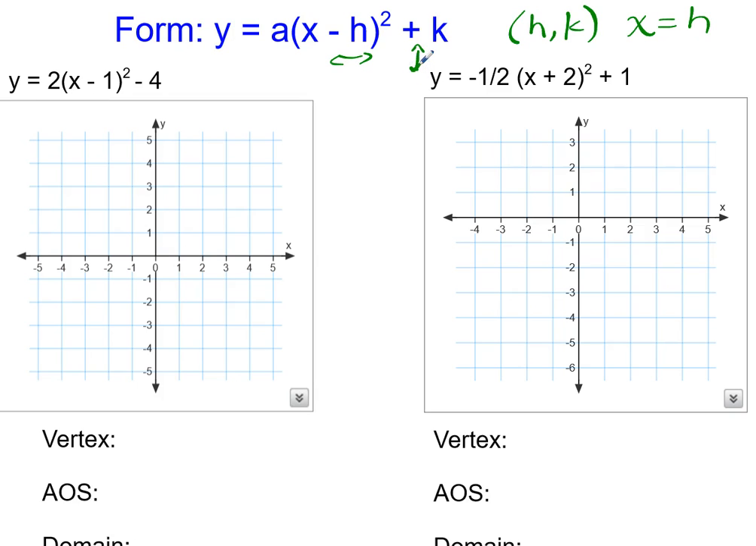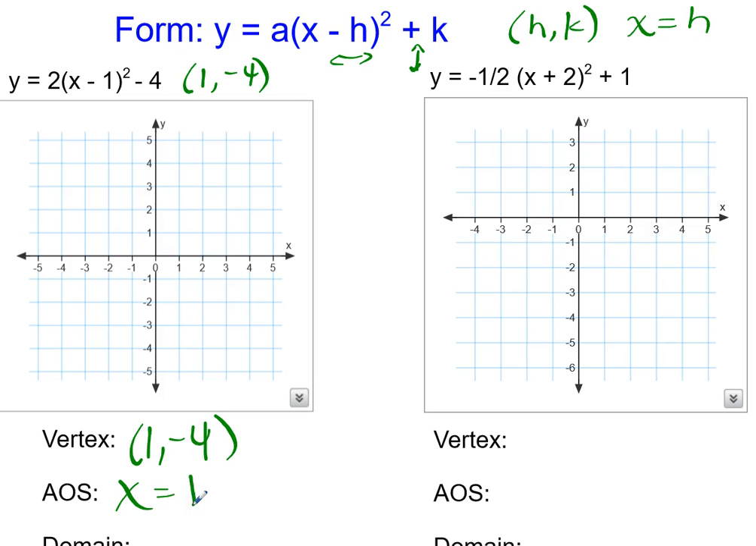A still does the very same thing. It's still our vertical shrink or stretch. So if we look at this first one, we have (x minus 1) minus 4. So h is positive 1 and k is negative 4. So that's our vertex, (1, negative 4). And our axis of symmetry is x equals 1 because that's the x value.